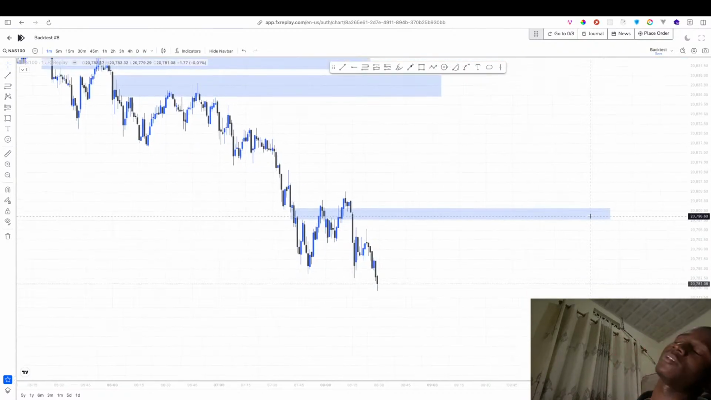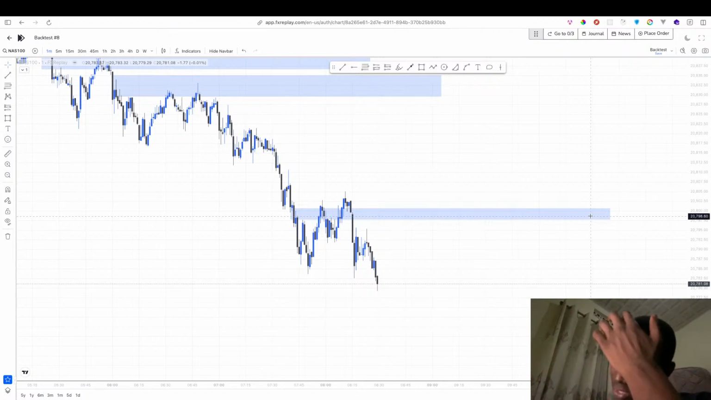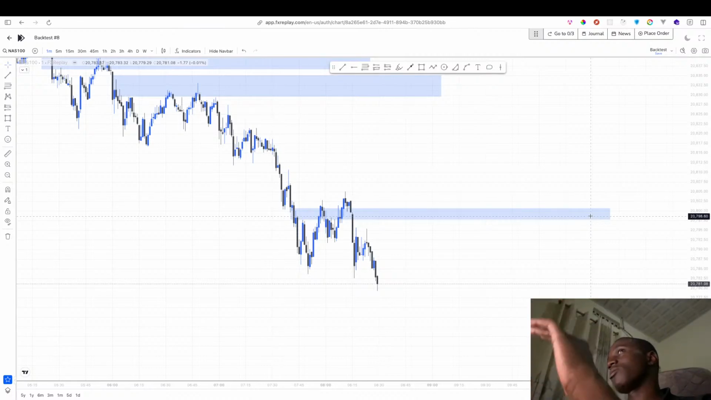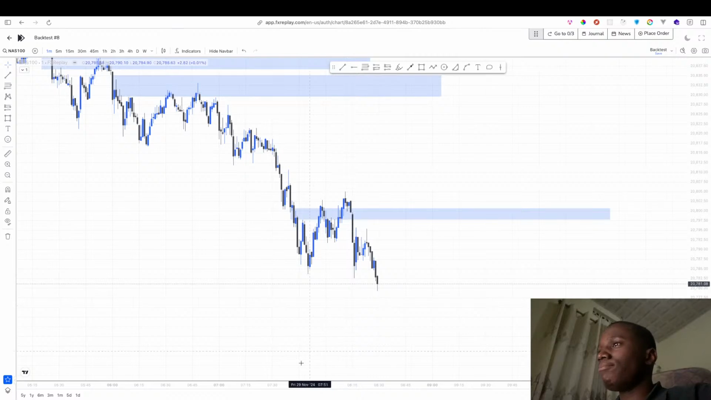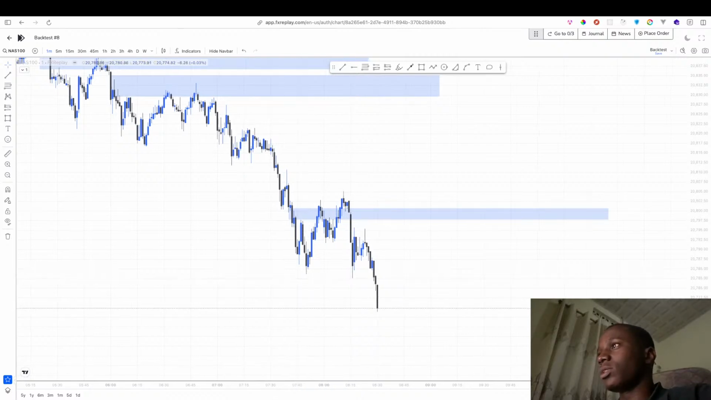I usually like looking for an entry on the 1 minute, but I'm a little bit conservative on the stop, so I base it on the 5 minute to have a good trade entry. But the reason for the 1 minute is also to make my entry a little bit better. So let's see how it goes.